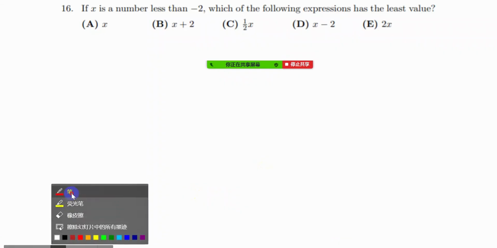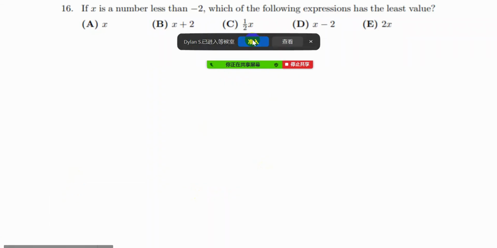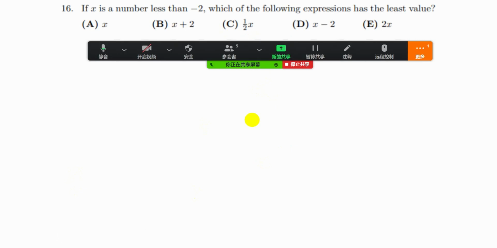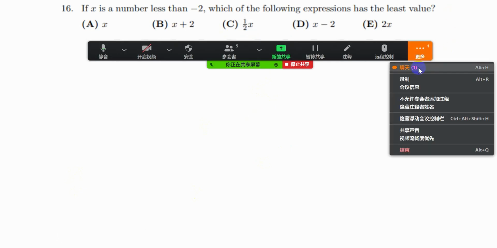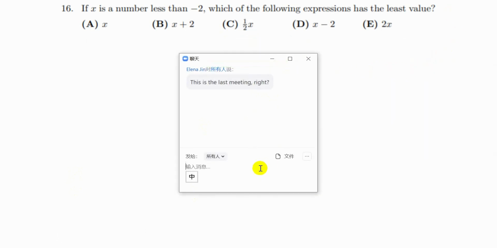Number 16. If x is a number less than -2, which of the following expressions has the least value? Yeah, this is the last meeting.